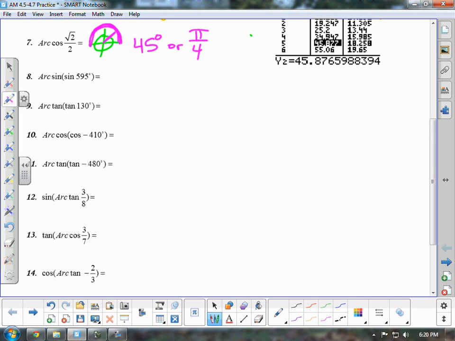Second question says arc sine of sine of 595 degrees. Now, because you have arc sine and sine, basically those two things are inverses of each other and they go away. But you have to understand that the angle we are dealing with is 595 degrees, which going from here all the way to there is 360 degrees. If you continue on, now that's 540 degrees. So 595 degrees is somewhere down there, which this angle here is a 55-degree angle. That would be considered a reference angle because it goes back to the x-axis.